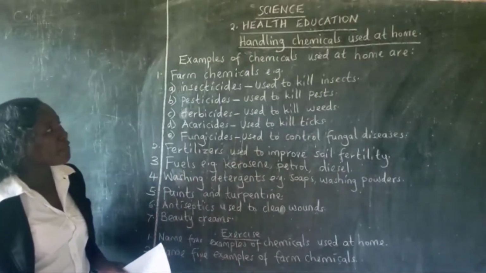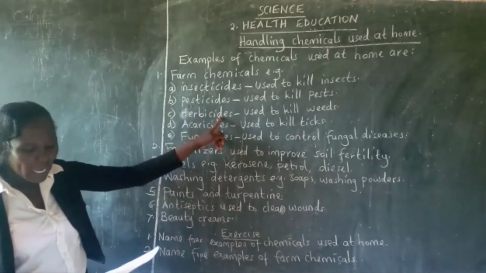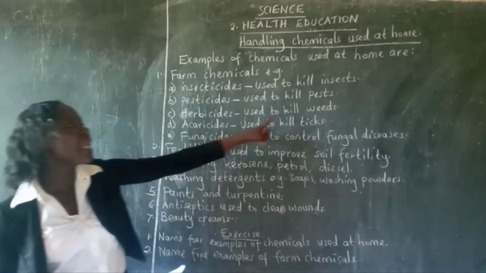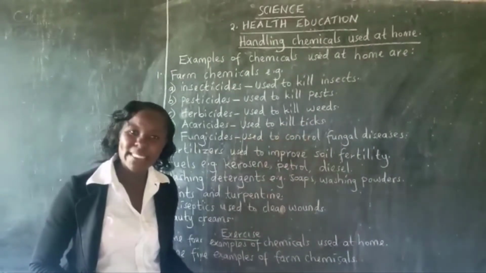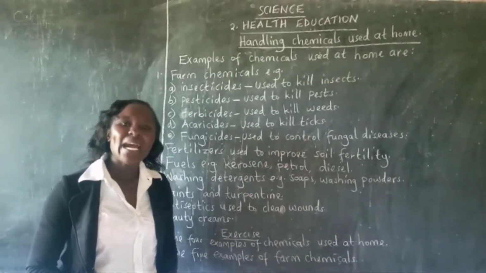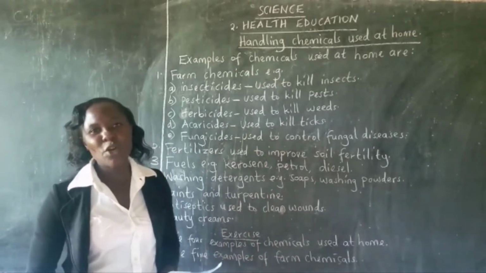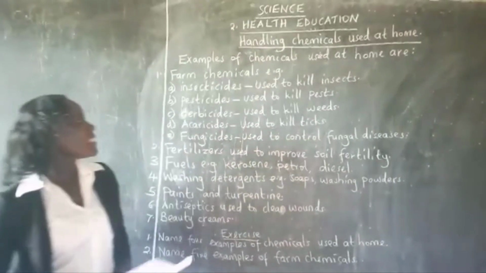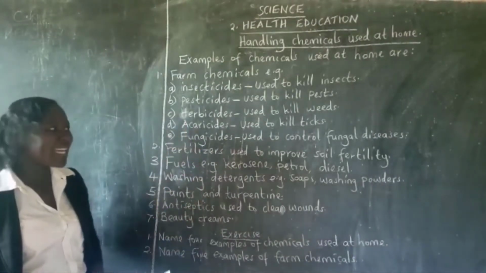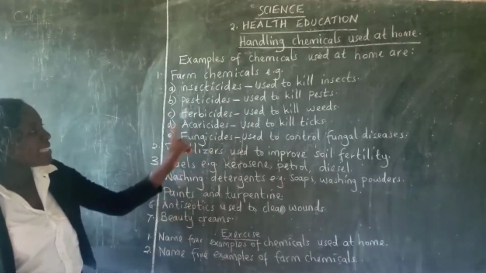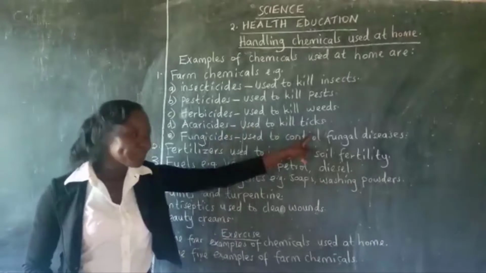Another example of farm chemicals is what we call herbicides. So herbicides are used to kill weeds. Now my question is, what are weeds? Weeds are unwanted plants or plants which grow where they are not wanted. Another example of farm chemicals is acaricides. So what are acaricides? The acaricides are chemicals that are used to kill ticks.